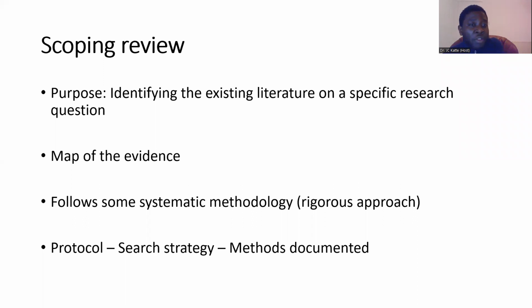A scoping review, how does it differ? It identifies a specific research question, but here you are trying to create a map of the evidence. What is currently known about this particular question? And it follows some systematic methodology. So in terms of your protocol, it has to be written in advance. Your search strategy has to be known. And at times it should be registered. Not at times, your scoping review should be registered in a particular registry. And we can talk about research registries later on.